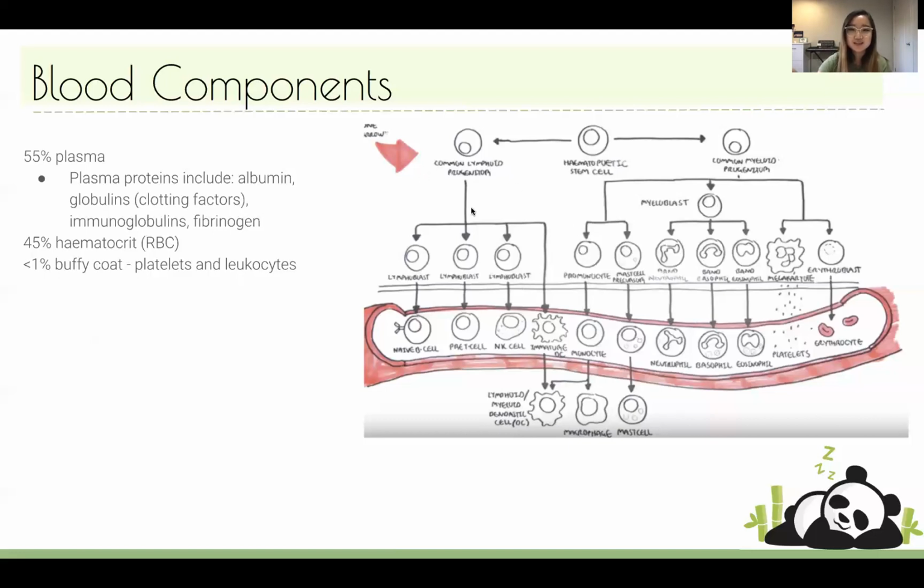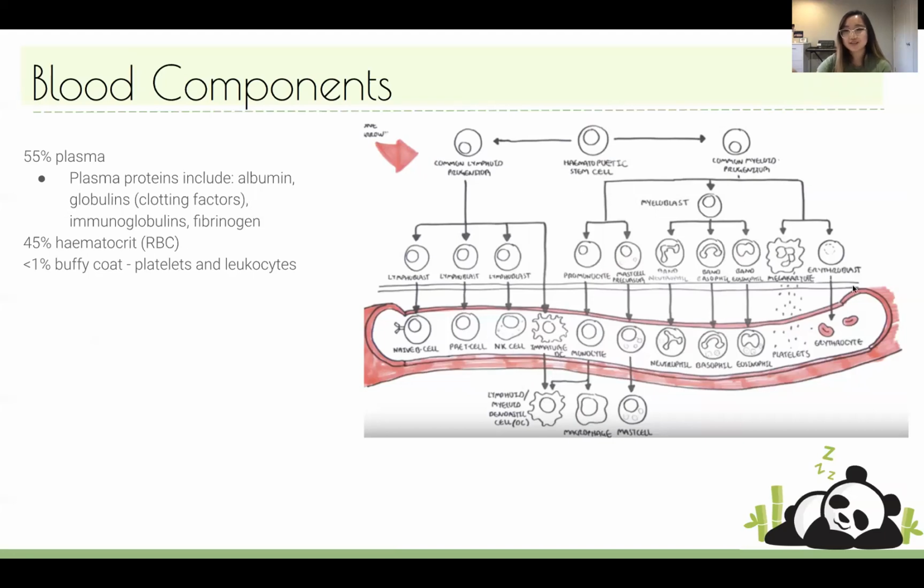Lymphoid sounds like lymphocytes, so it makes sense for your B cells and your T cells to come from your lymphoid progenitor. Your NK cell also comes from your lymphoid progenitor, and you know that because it works in the same way as your B and T cells, which we'll cover again with Kevin. And also you can get dendritic cells from both of them.